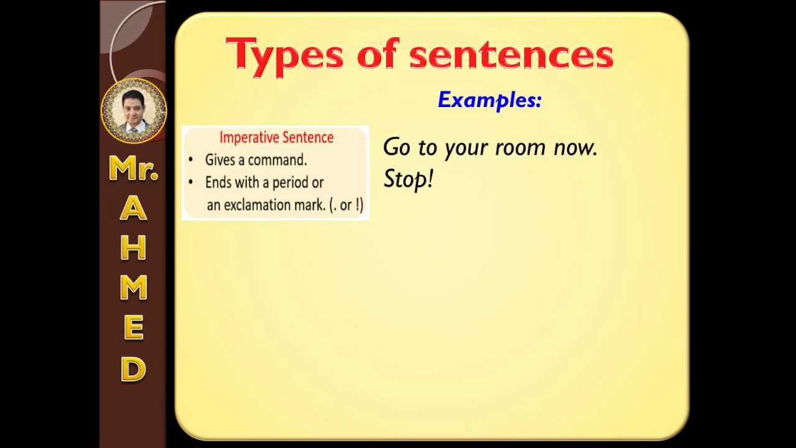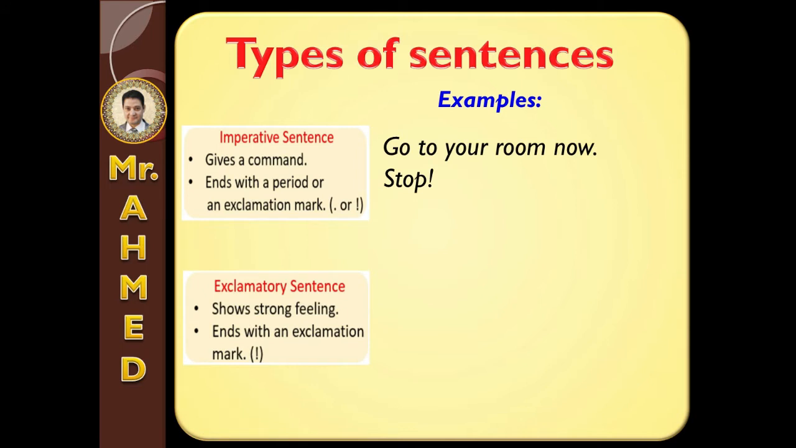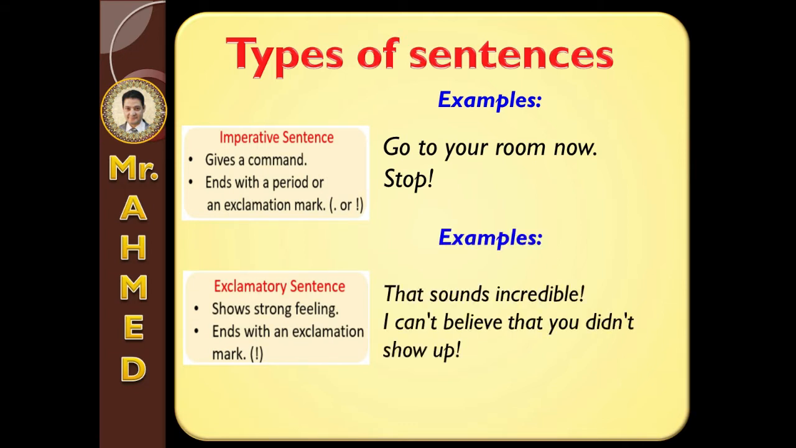Go to your room now. This is imperative. We use the verb go. And stop. The fourth kind of sentence is the exclamatory sentence, which shows strong feeling and ends with an exclamation mark, as we will see. That sounds incredible. I can't believe that you didn't show up.